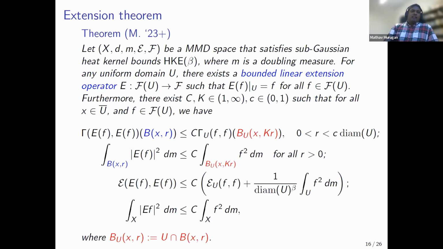There are also some quantitative bounds that I want to explain. There are two constants C and K, which are both larger than 1, and some constant c smaller than 1, such that the energy of the extended function on a ball of radius r in the ambient space is less than or equal to the energy of the function in the domain of the reflected diffusion on a slightly larger ball of radius kr, but now we are looking at balls which are only contained within U. There is a picture in the next slide.